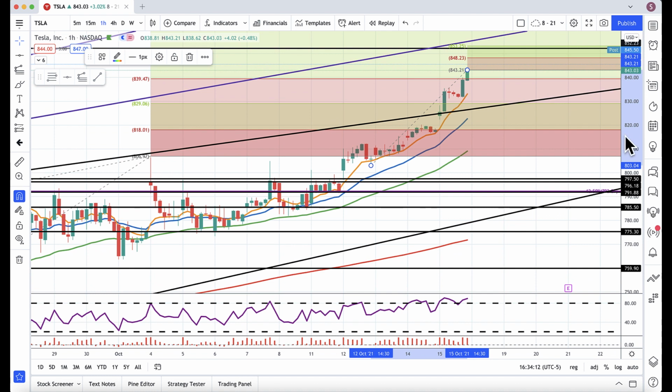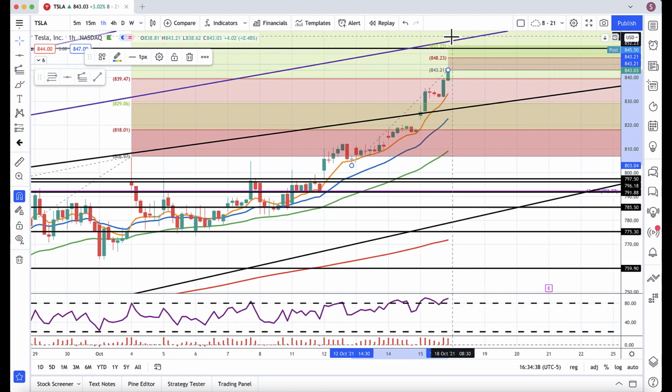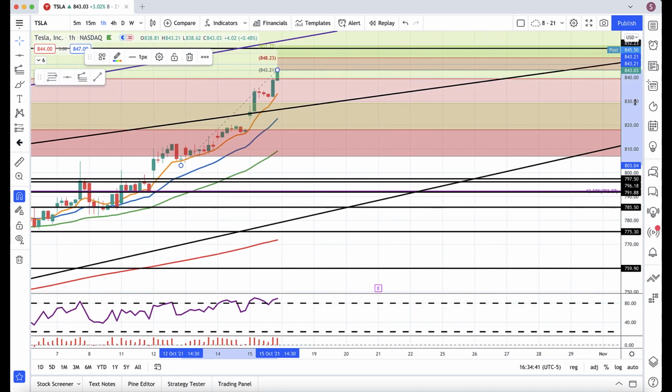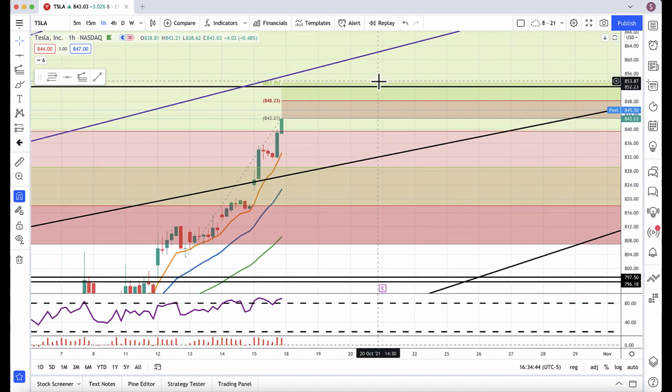So for Monday, on a break above Friday's high, 848.23, then we have a major cluster of 852 to about 853.25 to the upper wedge line. Hold on. About 855, 56. So those are all the targets I'll be going into Monday with.